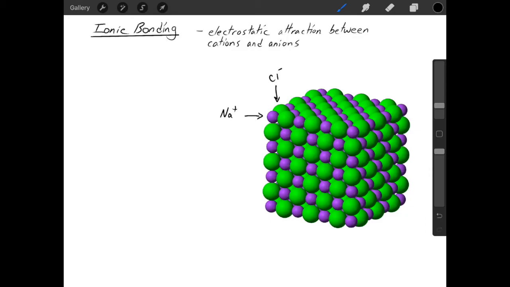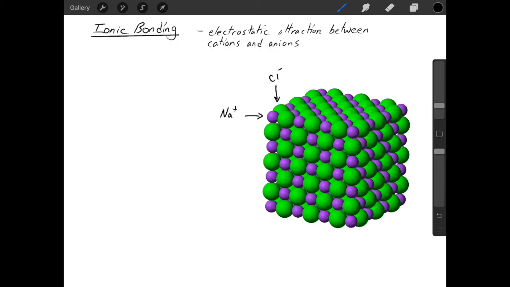And one interesting thing about these extended lattices is that each sodium ion or chloride ion is going to be surrounded by not just one of the opposite charged ions, but by many of the oppositely charged ions. And the resulting electrostatic attractions tend to be very strong. And these very strong attractions are responsible for some of the properties that we associate with ionic compounds.